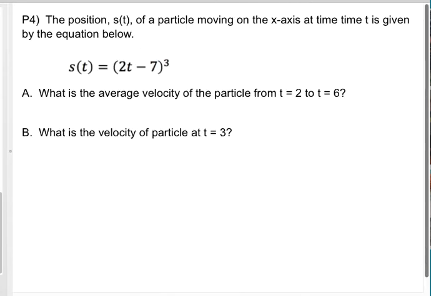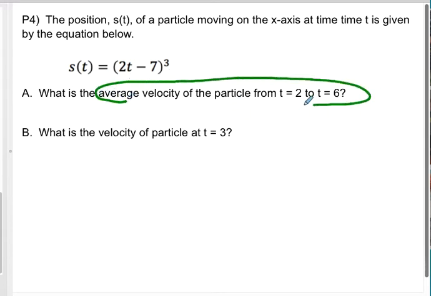All right, last problem of this section. The position s of t of a particle on the x-axis is given by the equation below. What is the average velocity from 2 to 6? And what is the instantaneous, like regular velocity of the particle at 3? Okay, so again, your big job here is to communicate what's being asked.